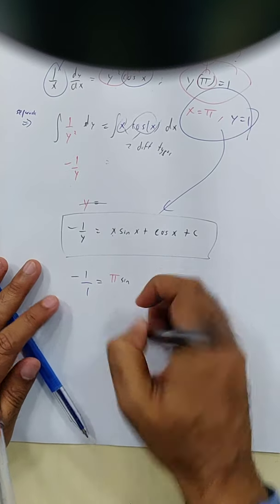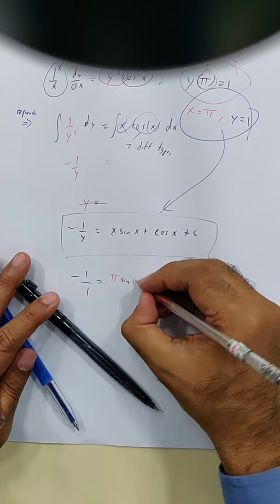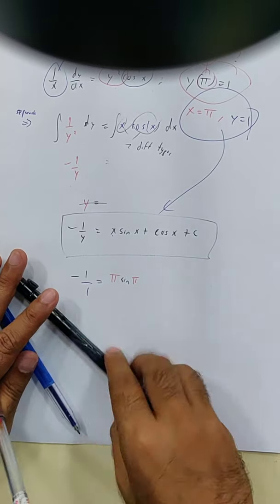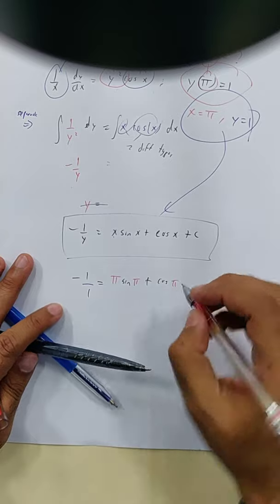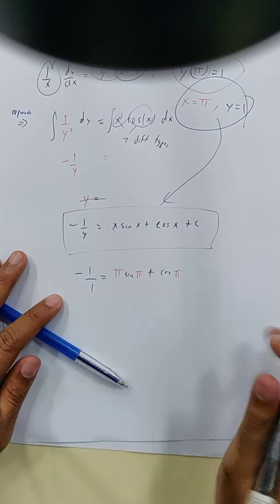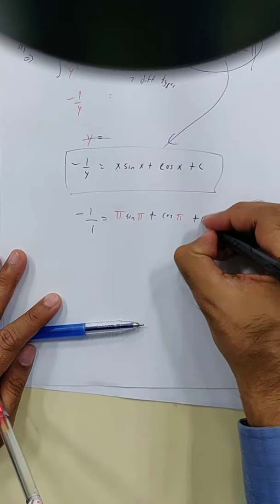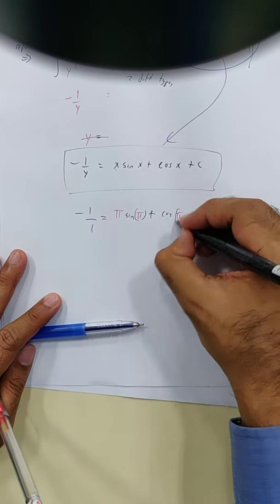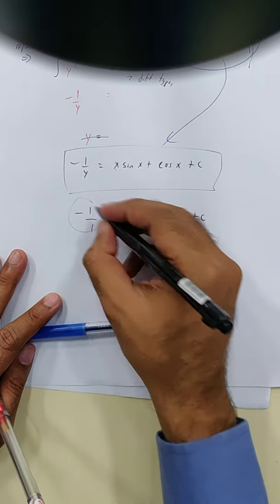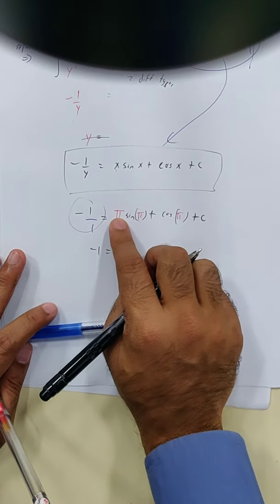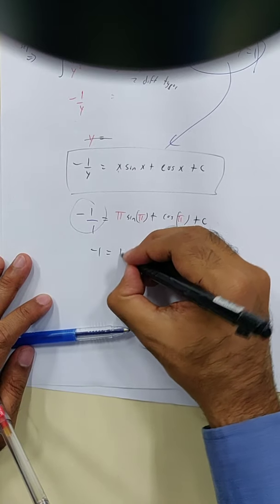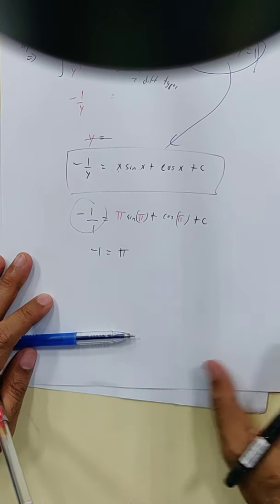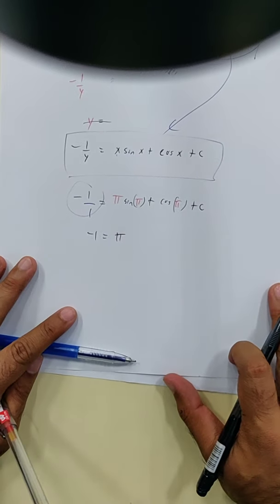Sine pi plus cos pi, plus c. Okay, there's one class that I have explained. The left side is negative 1. Pi, please remain as pi. I think that's the best. Don't press your calculator, just make things messier.